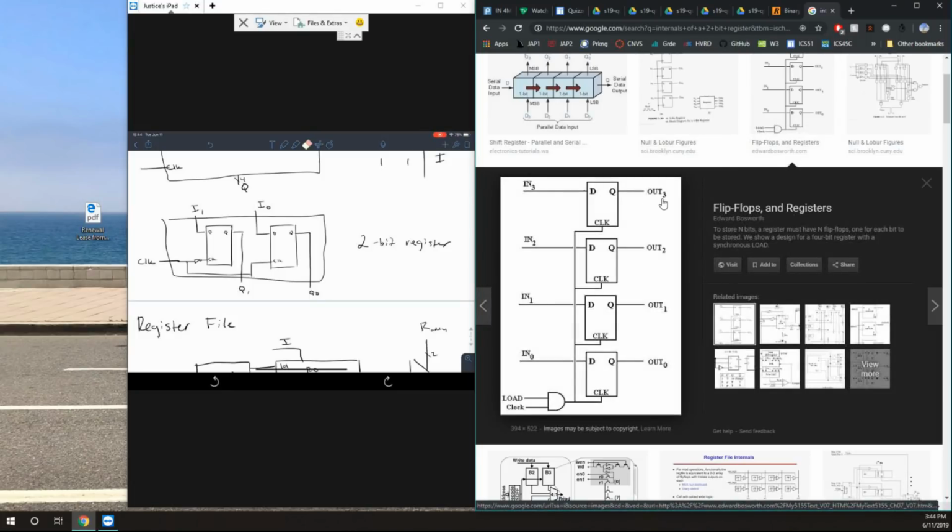To me, this looks like the clock is supposed to be the same for all of those, right? Yeah, that makes sense to me. I think that's probably what she meant to do. Okay, cool. So let me fix that real quick. Thank you.